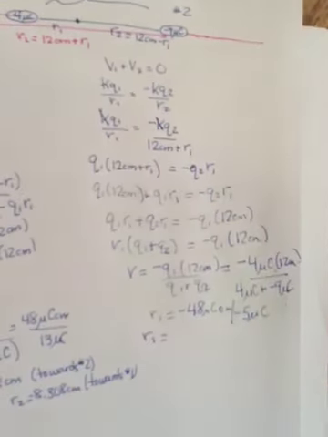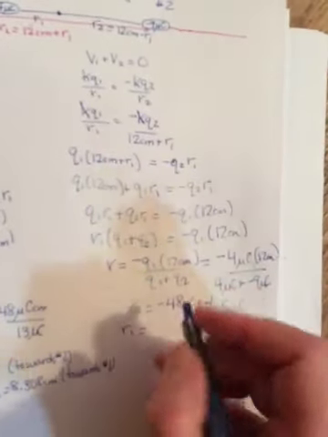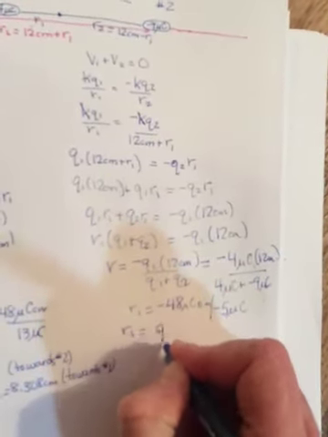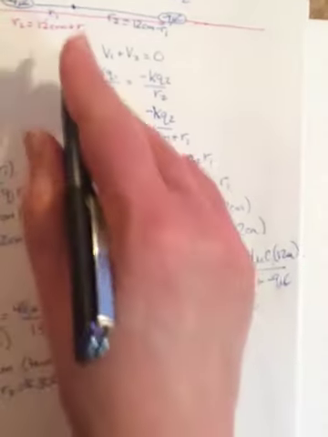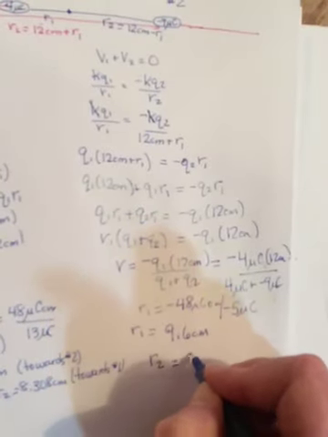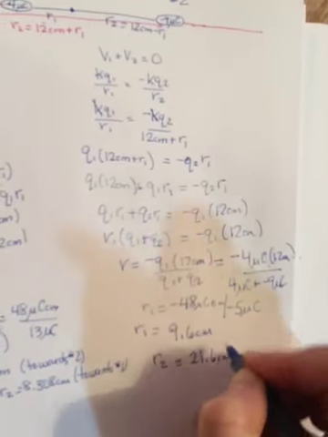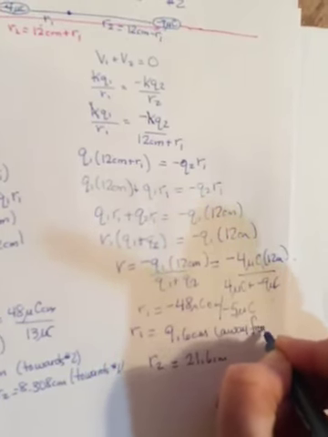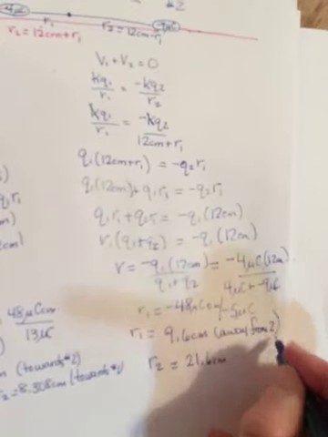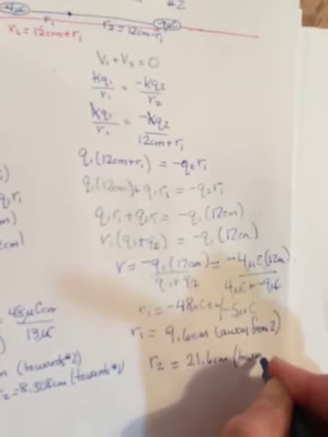5 goes into 48, 9.6, and the negatives cancel. So 9.6 centimeters will be R1, and R2 is 12 centimeters plus that, so it will be 21.6. This one is away from 2, and this one towards 1. Again, so that we know which way we're talking about, right? Away from 2 is on this side, and towards 1 will also be on this side.